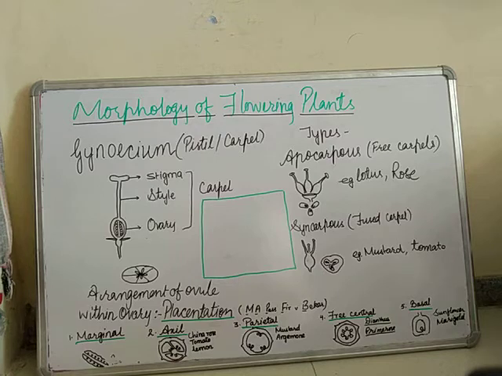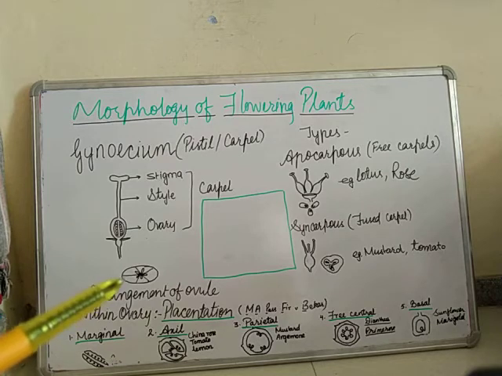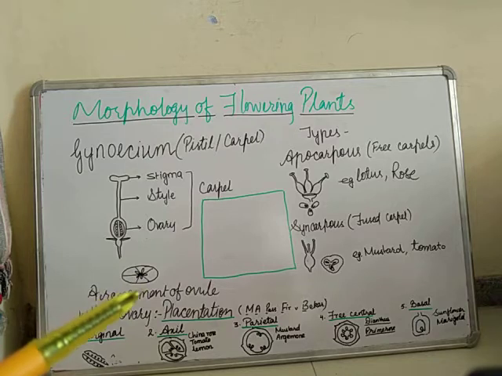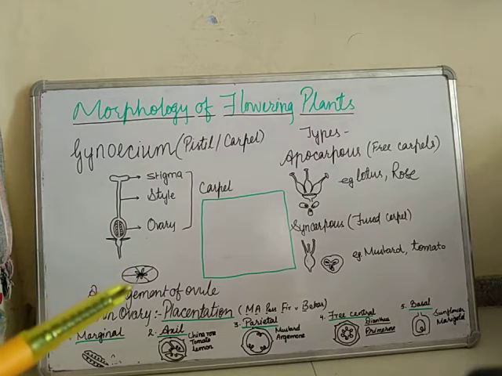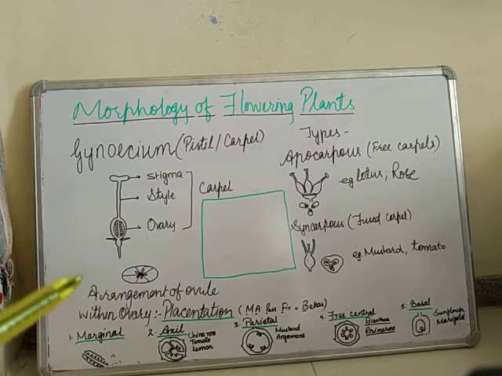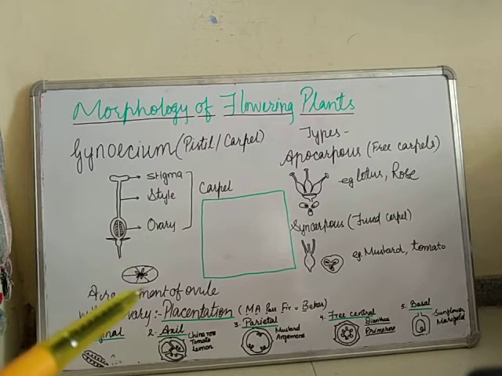Now each ovary bears one or more ovules attached to the flattened, cushion-like placenta. If you see the diagram here, you can see the arrangement of the ovules, which are arranged inside the ovary. This particular pattern of arrangement of the ovules in the ovary is called placentation, and where they are attached is called the placenta.